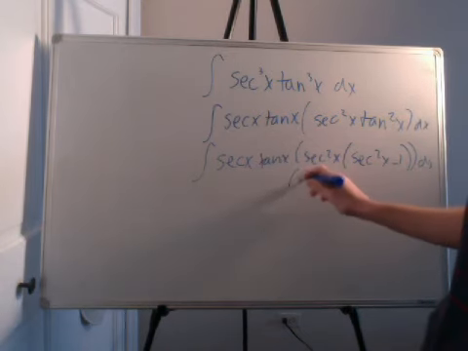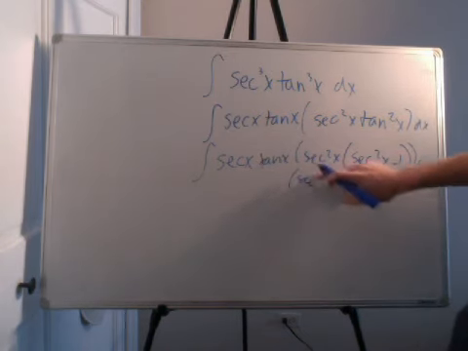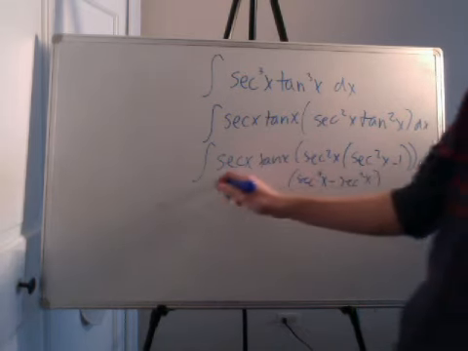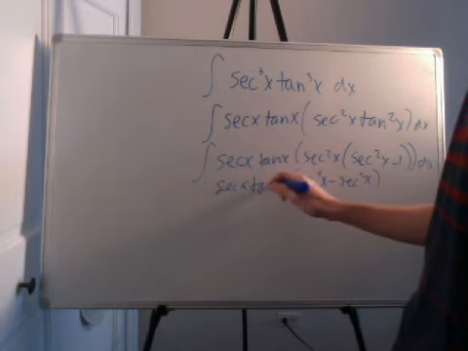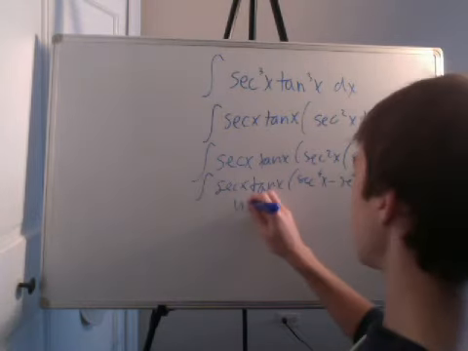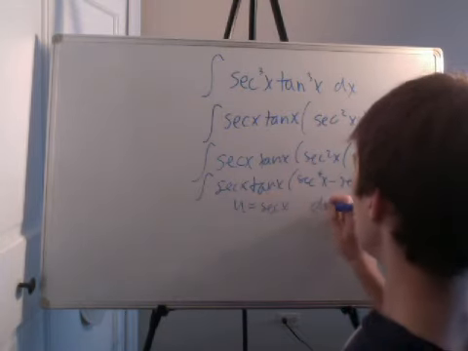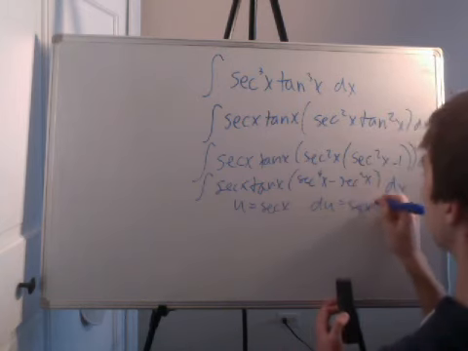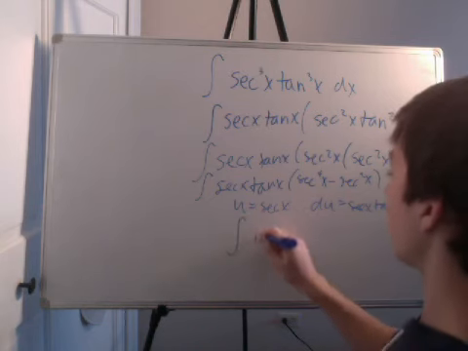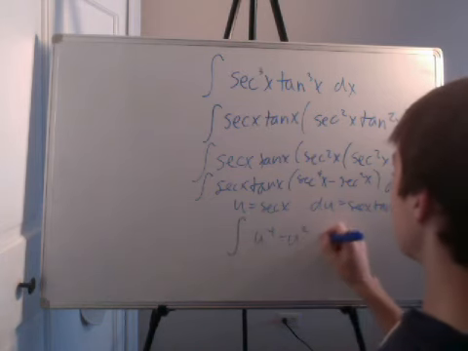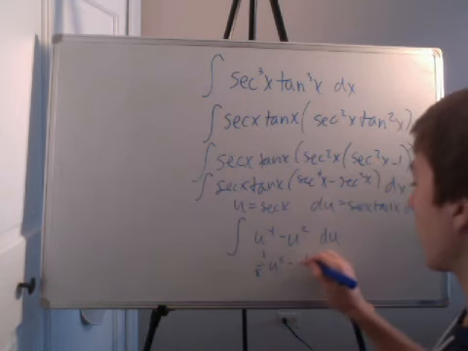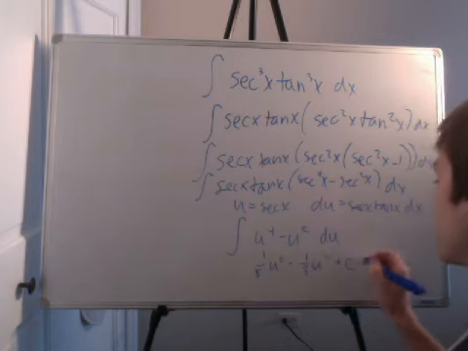So multiply these out, you get secant to the 4th of x minus secant squared of x times secant x tangent x dx. And now we can do U substitution. If we make u equal secant of x, then du equals secant of x tangent of x dx. So that's going to cancel out, and you get u to the 4th minus u squared du. And then that'd be 1/5 u to the 5th minus 1/3 u to the 3rd plus c.